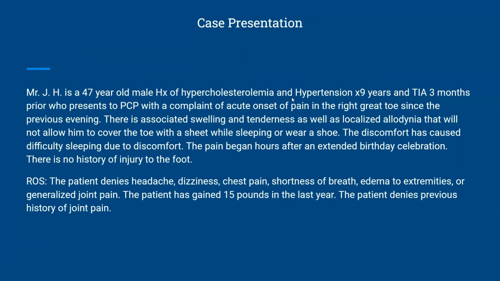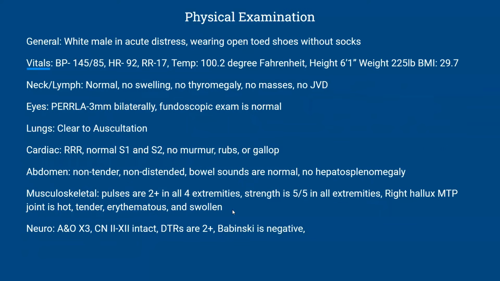Always good. With his history, we would worry about cardiovascular stuff, so I would ask him no matter what. Makes sense. Shortness of breath as well, edema to extremities, and he doesn't have generalized joint pain, so I'm not as worried about him having some sort of general inflammatory joint process like RA or something like that. Now, he has gained 15 pounds in the last year. Not great. We worry about that obesity and sedentary lifestyle stuff we were talking about before. And he denies any previous history of joint pain, so he's never had this before. If this is gout, this is his first time having gout. We'll see what we get.